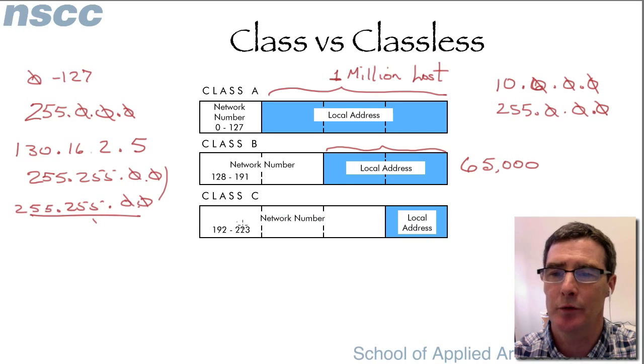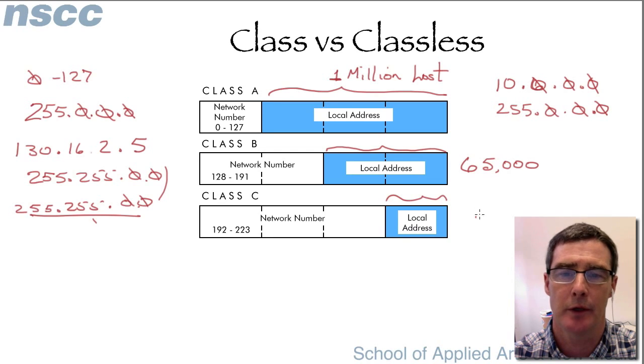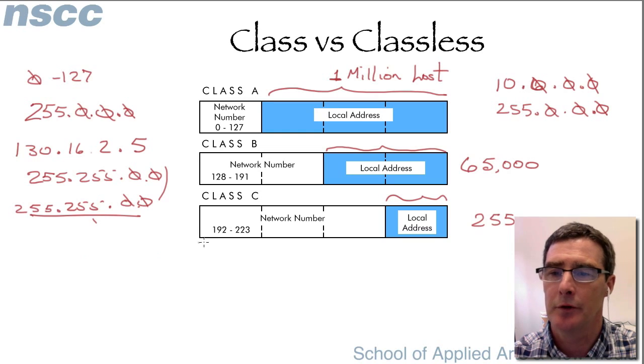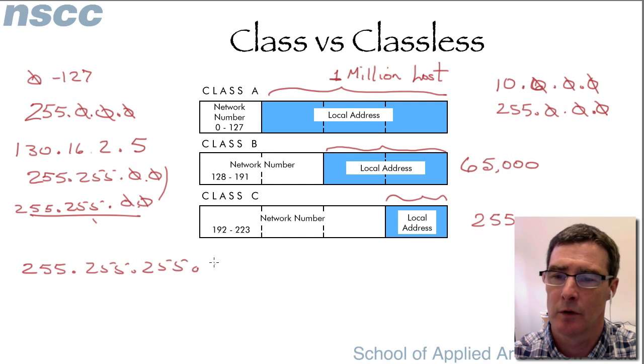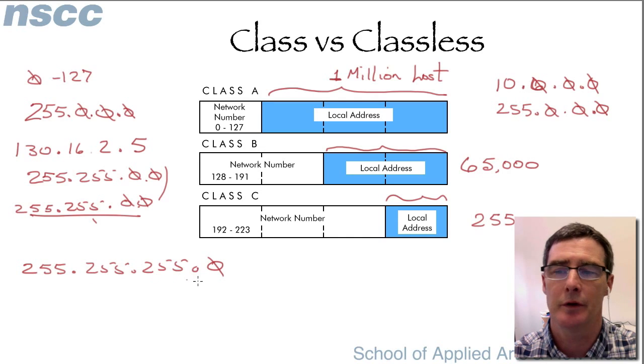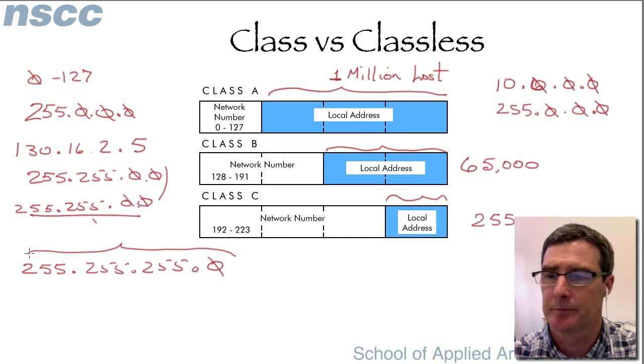Class C was reserved for smaller networks. We have only 8 bits for host, and so we can have up to 255 host addresses, which would give us 253 hosts that we could have. 3 octets were used for the network number. So the network mask was 3 255s and a 0.